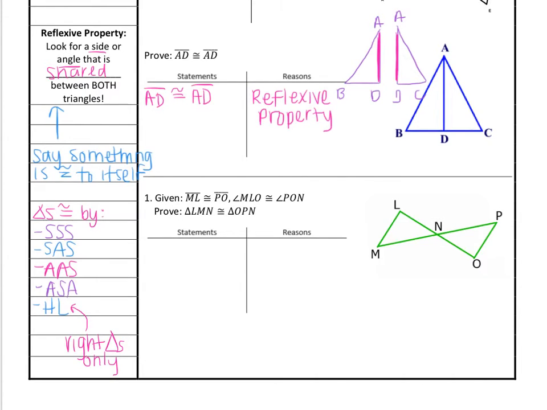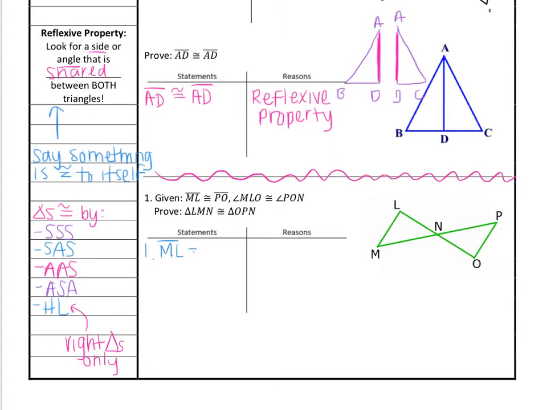So we've got our first actual proof here. This is really exciting. Proofs are just like the best because you get to argue a statement and prove that you are correct versus a different person. So here it says given ML is congruent to PO and angle MLO is congruent to angle PON. So the first thing we're going to do is write down the given statement in our statements column.